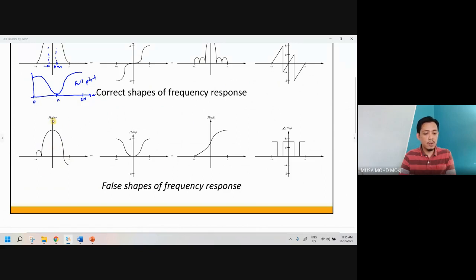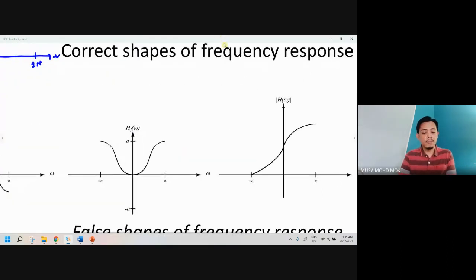For a real plot, you should have an even shape. And this one is an imaginary. Imaginary, you should have an odd shape. This is not an odd shape. This is an even shape. Okay, so it's not possible that we have an imaginary plot with an even shape.